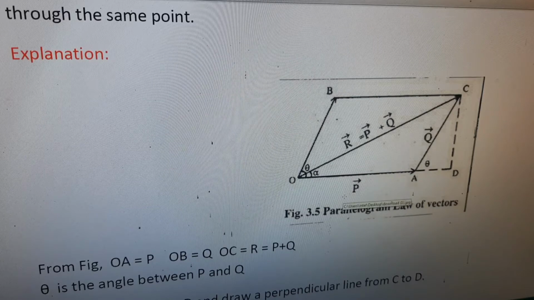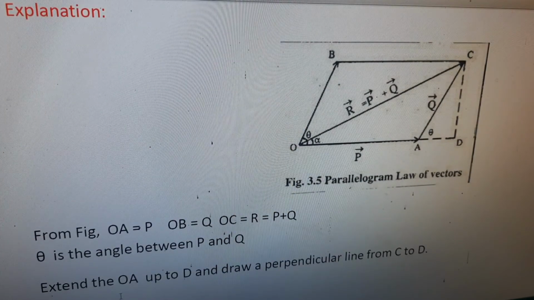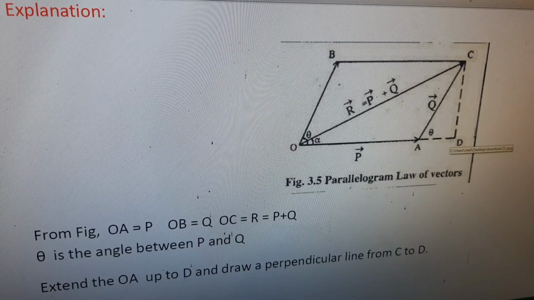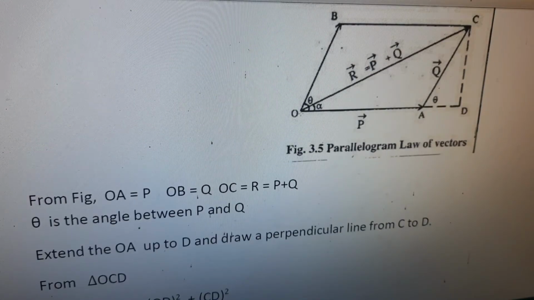Now the opposite sides are equal, means OA is equal to BC and OB is equal to AC. In this one, theta is the angle between P and Q, and now we can extend the OA side up to point D, and we can draw a perpendicular line from point C to D. So at D the angle is 90 degrees. Now we can observe triangle OCD. OCD is the right angle triangle.